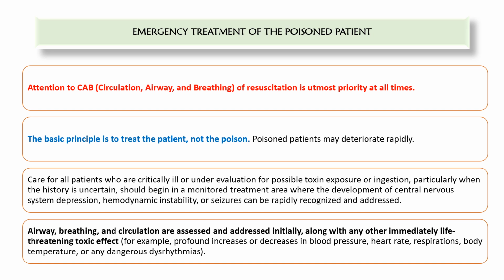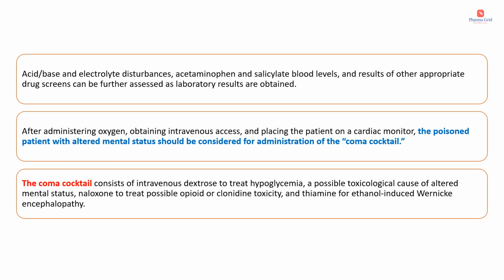Airway, breathing, and circulation are assessed and addressed initially, along with any other immediately life-threatening toxic effect. For example, profound increases or decreases in blood pressure, heart rate, respirations, body temperature, or any dangerous dysrhythmias. Acid-base and electrolyte disturbances, acetaminophen and salicylate blood levels, and results of other appropriate drug screens can be further assessed as laboratory results are obtained.